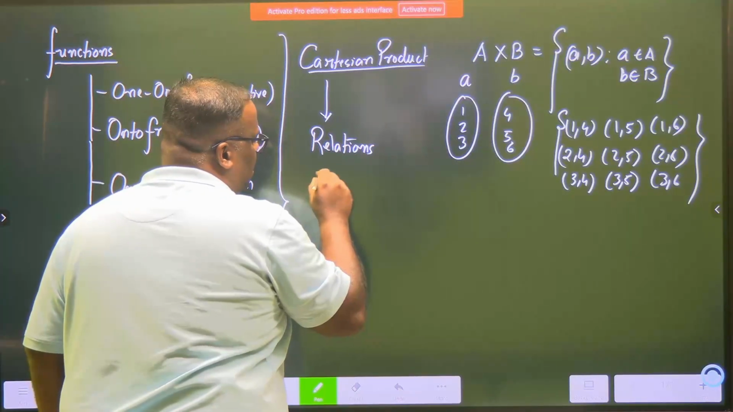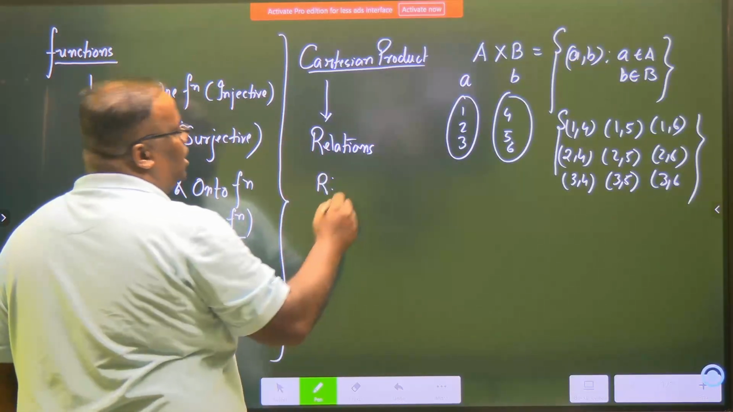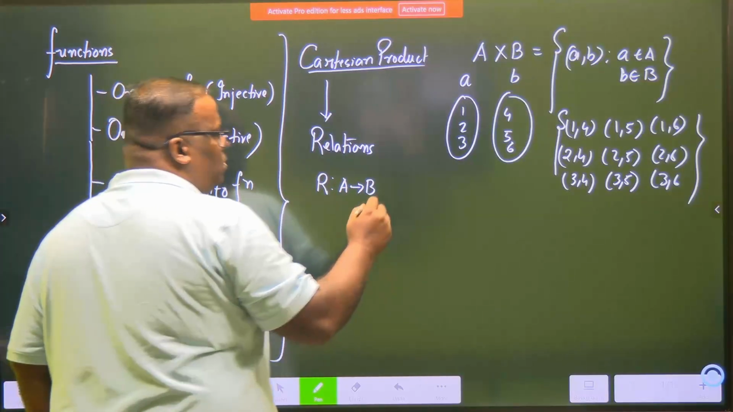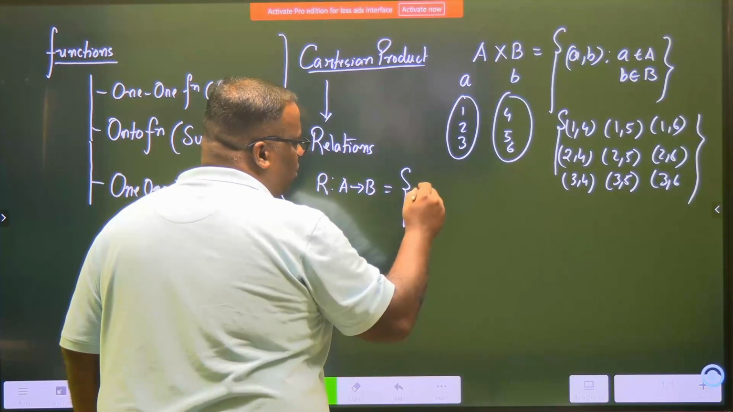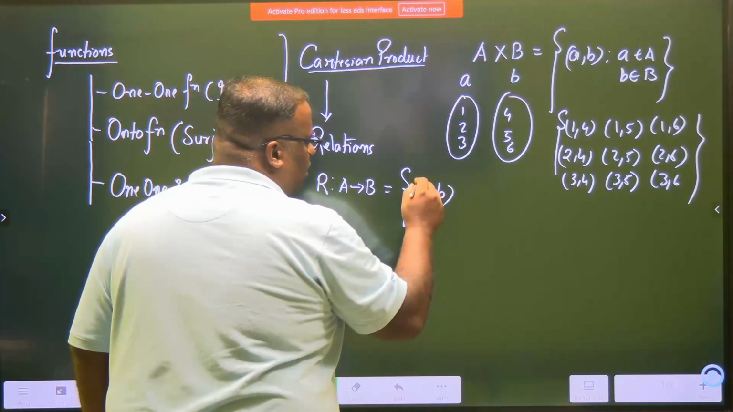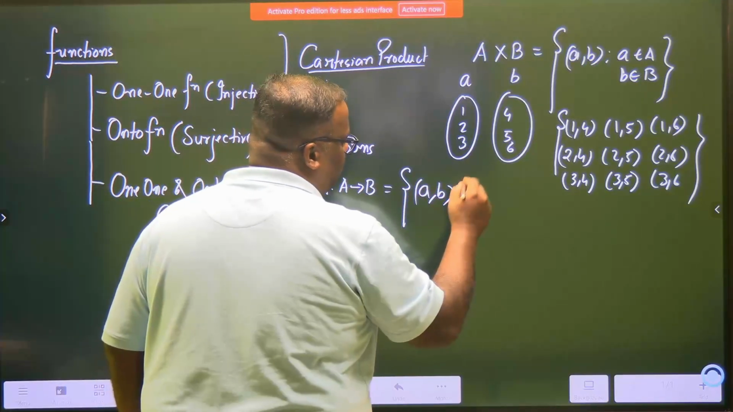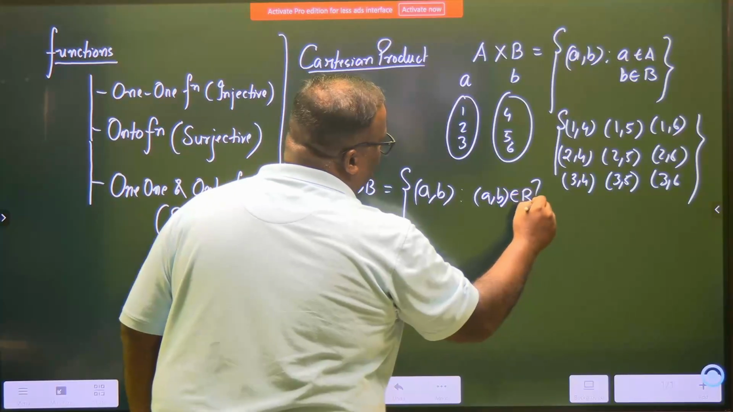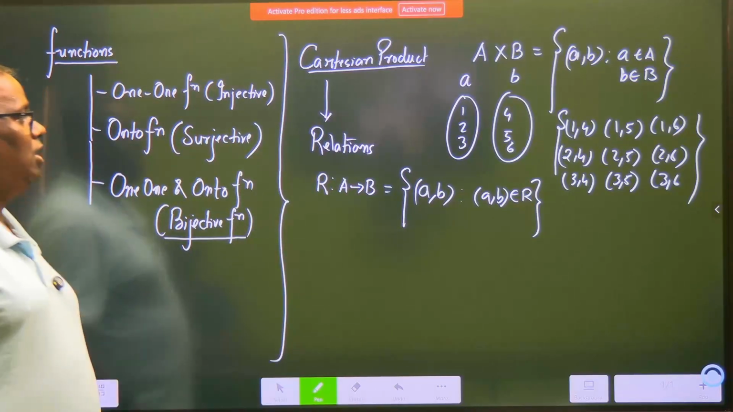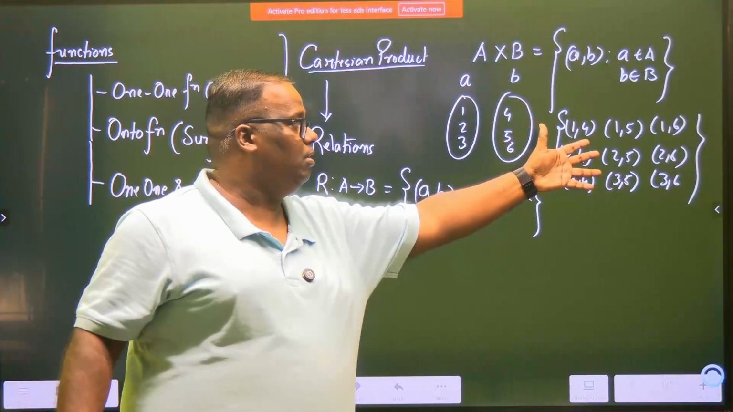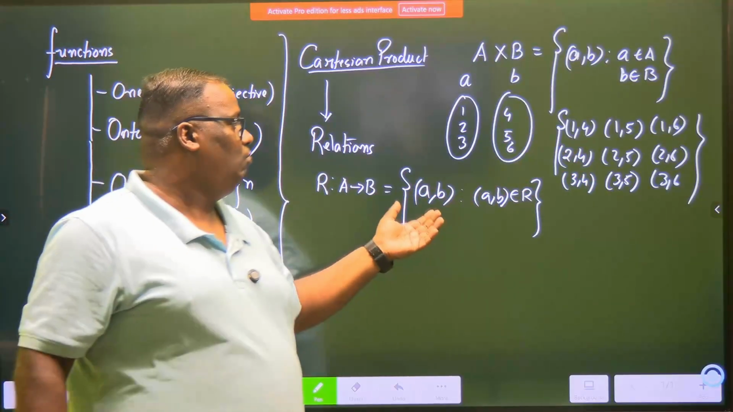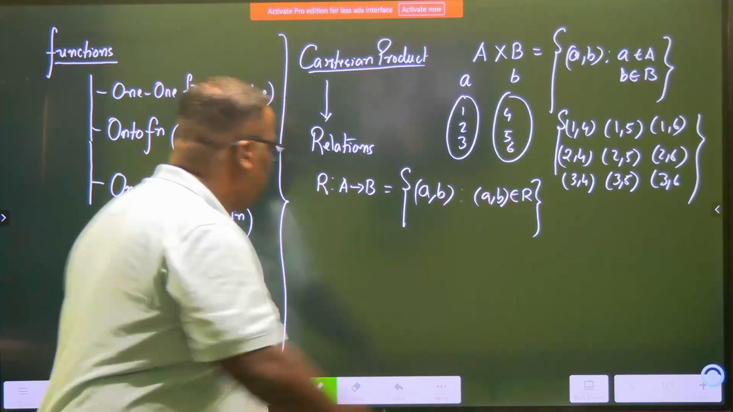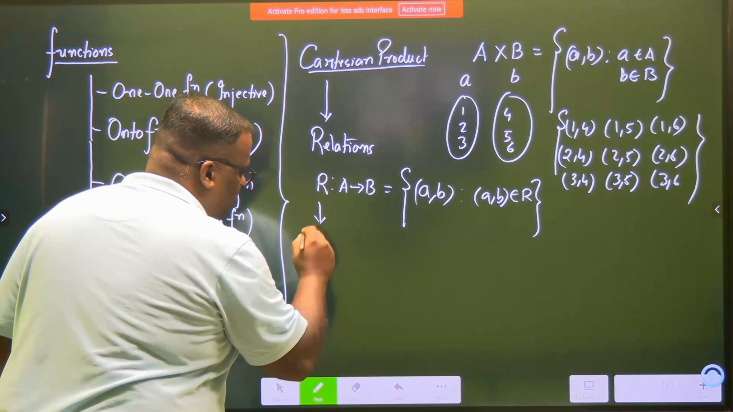Relations. We say a relation R is defined from A to B. What will A to B give you? It will give you some ordered pairs (a, b), where we say (a, b) belongs to R. Now we need to understand this mathematically. Here all ordered pairs were involved; here we will take only the ordered pairs which belong to this R. And what is R? R is a relation.